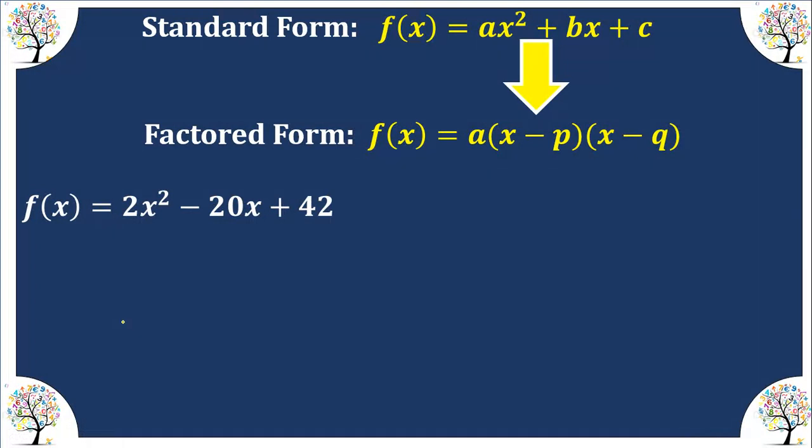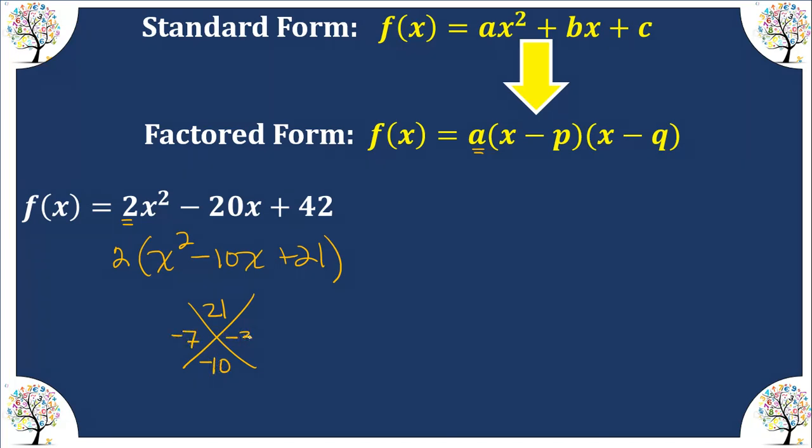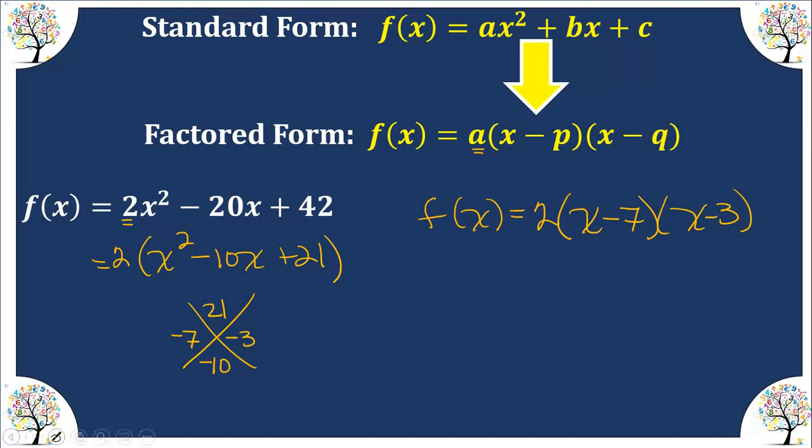Let's try another one. This time our a value is 2, so we will have a 2 out front in factored form as well. We're going to factor out the 2. It's a GCF. I'm going to use the graphic organizer. So our a now is 1 times 21. And then we have -10 for our b value. Looks like that's going to be -7 and -3. So we will have f of x equals our a value of 2, x minus 7 times x minus 3. Our 2 roots would be 7 and 3.